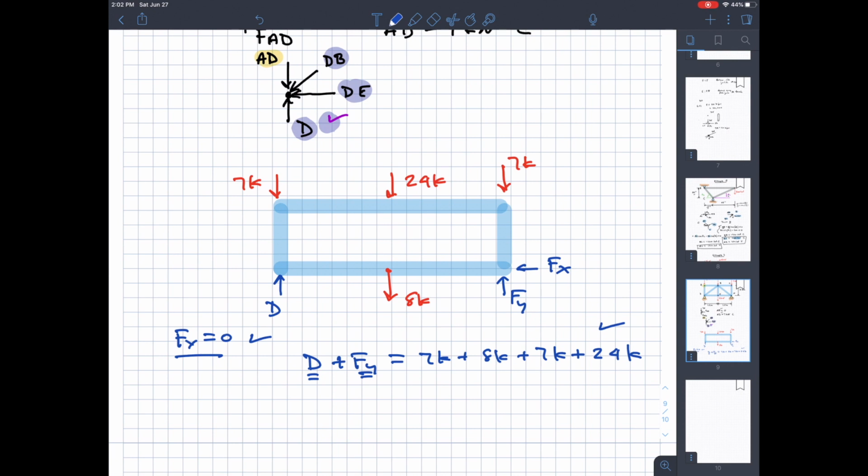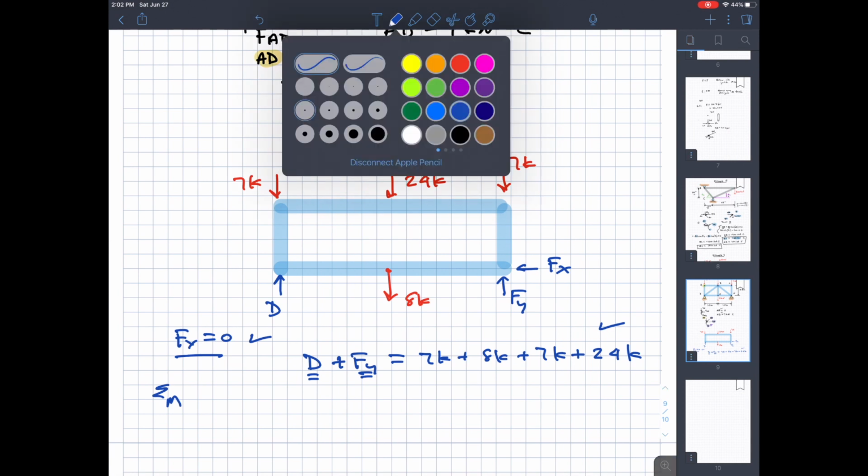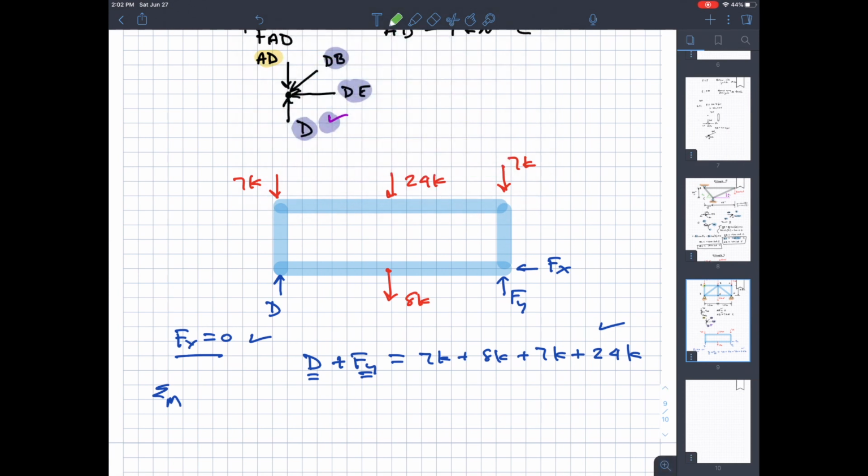Well, what we did last week was we took a look at the sum of moments. All right, and we could choose any point. The point I'm going to choose is this point F. If I choose point F, then Fx and Fy drop out of the problem. Okay, so choosing that point, I can calculate the moment.